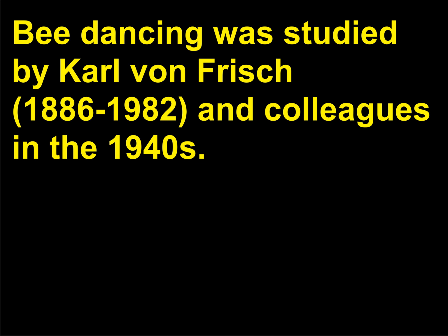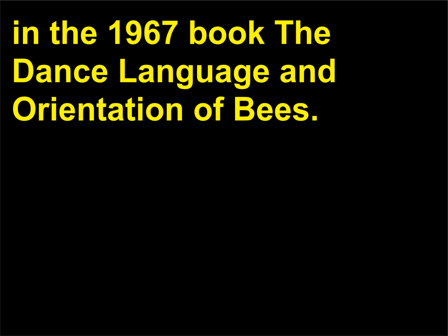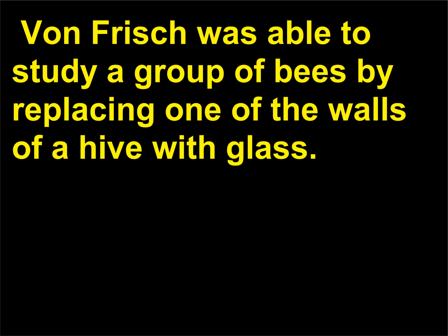Who discovered bee dancing? Bee dancing was studied by Carl von Frisch, 1886 to 1982, and colleagues in the 1940s. Details and interpretation of the dance language were published in the 1967 book The Dance Language and Orientation of Bees. Von Frisch was able to study a group of bees by replacing one of the walls of a hive with glass.